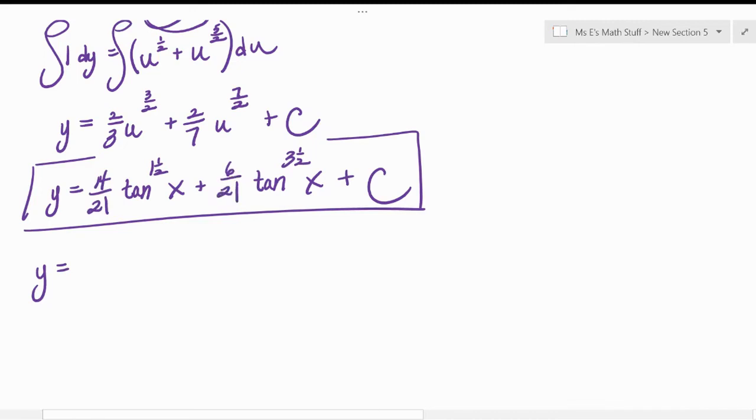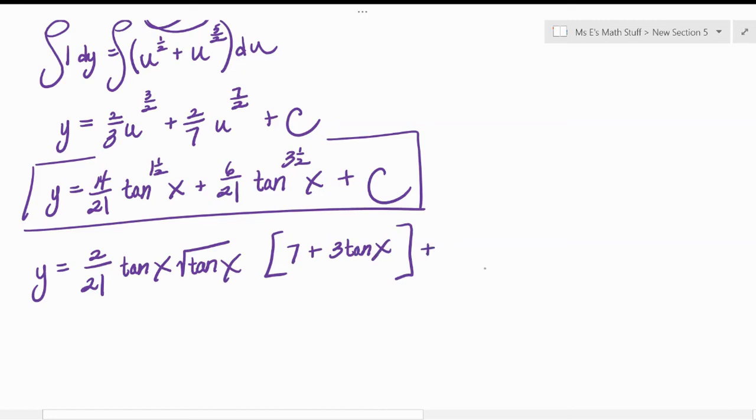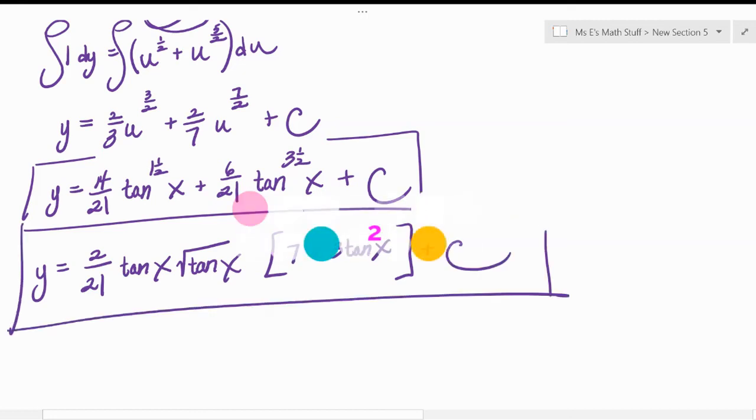And then you could factor out the common factor for the fractions and the tangent part. And so another version of the same answer, let's see, would have 2 over 21 factored out for the fraction part, and then tangent of x, it looks like. No, square root tangent of x is the common factor, huh? Okay, times 7 plus 3 tangent of x. There we go. Okay, so there's a factored form of the answer as well, just in case it's multiple choice and you need to do that.